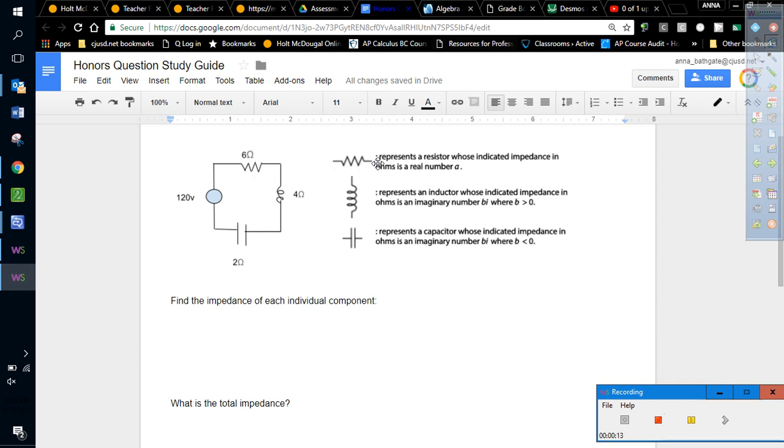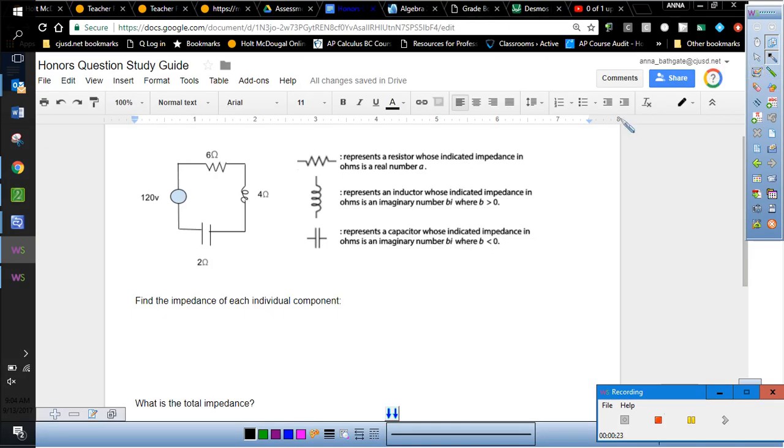This symbol represents a resistor, which will always be a real number. If it's a squiggly line, it is an inductor, and its impedance will be an imaginary number that is positive. And the double lines represent a capacitor, which will be an imaginary number that is negative.